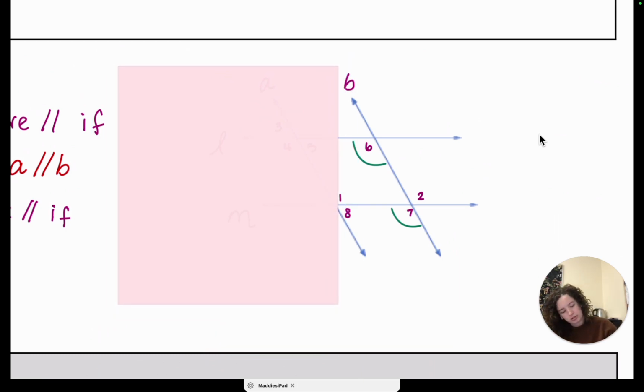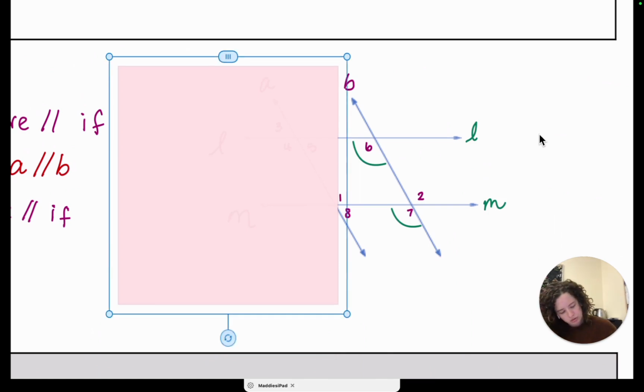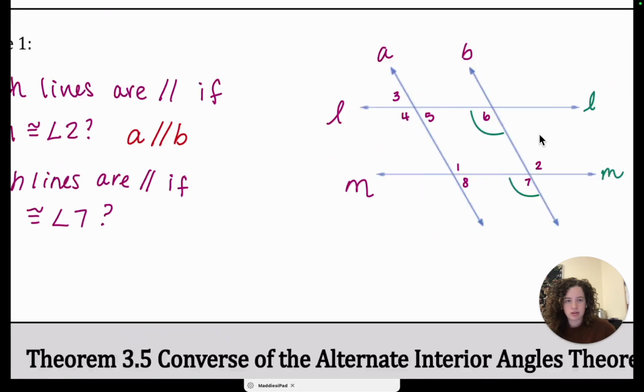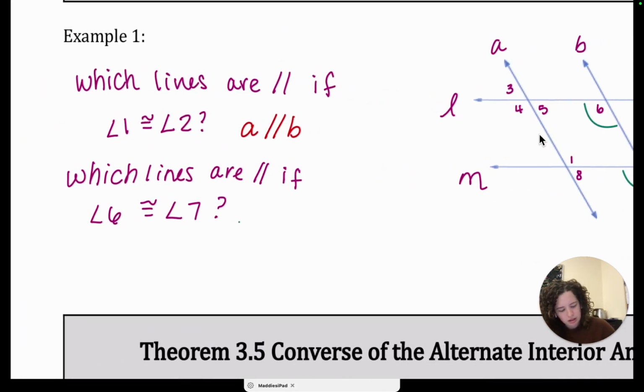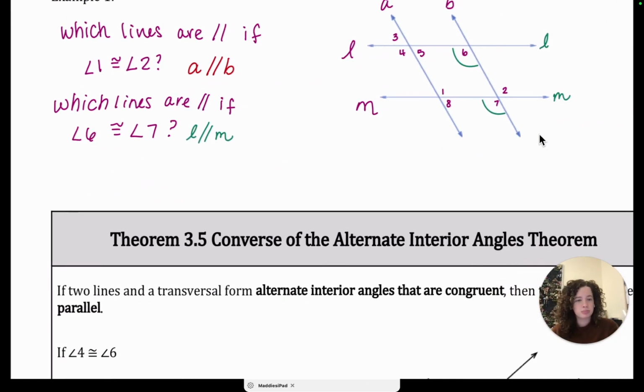And actually, I'll write, this is L and this is M over here, just so that way we have it. Cover up the rest of your paper. Which are our two lines that are parallel? L and M. Okay? Can I delete you? Yes, I can. Awesome. So L is parallel to M. Awesome. No problem. That was the only example I had to get through.